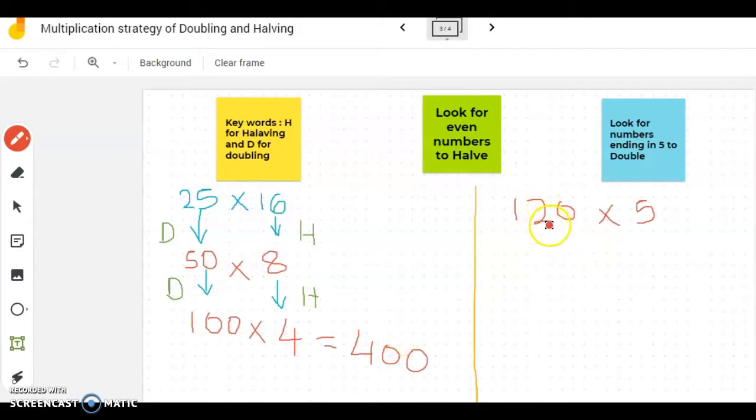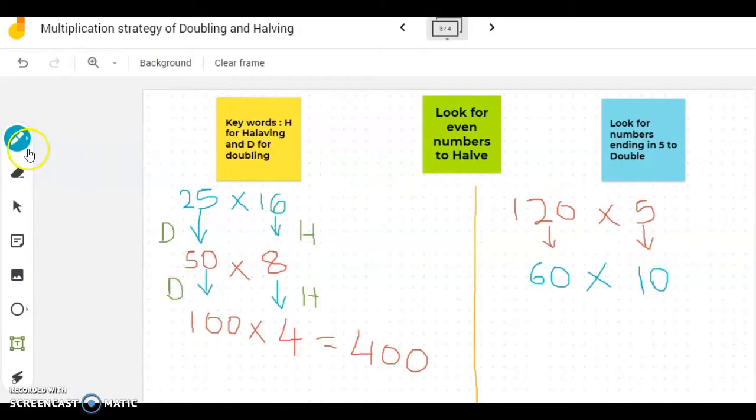What do we think? We put our arrows the same. So our instruction says look for even numbers to halve. So which number are we going to halve here? Our even number is 120. So it means we are going to divide 120 by 2, which is going to be 60. And then look for numbers that end in 5 to double. So if I double 5, means 5 times 2 is going to be 10.